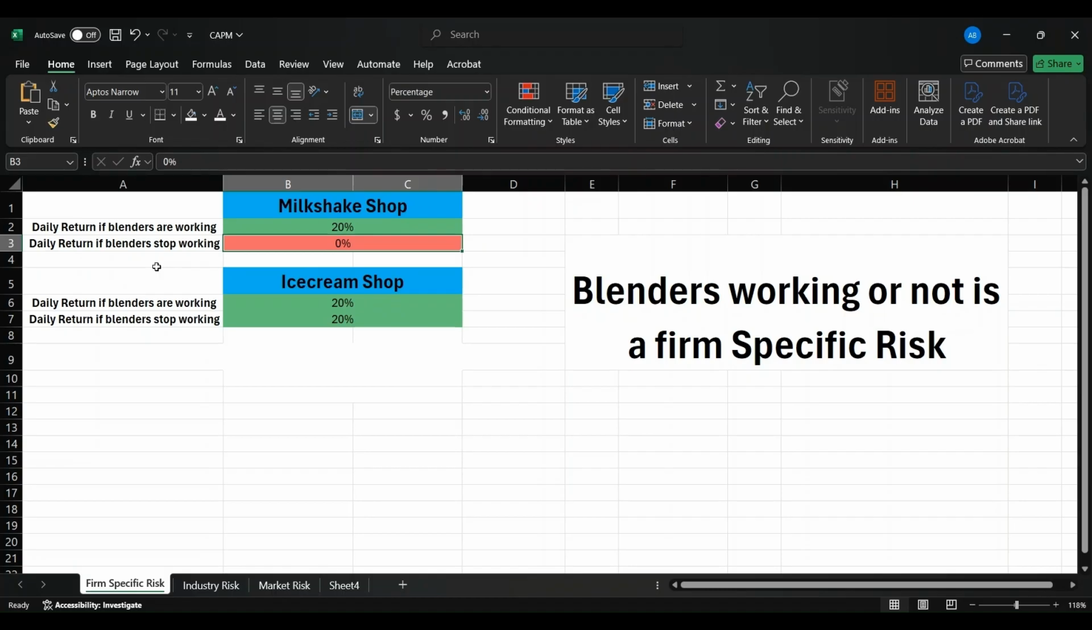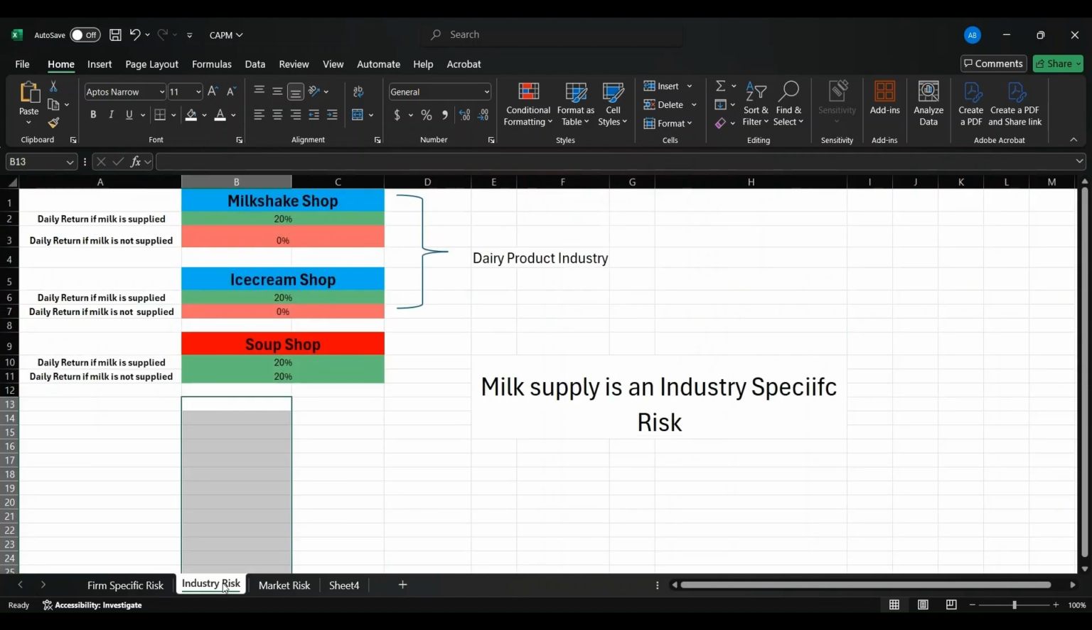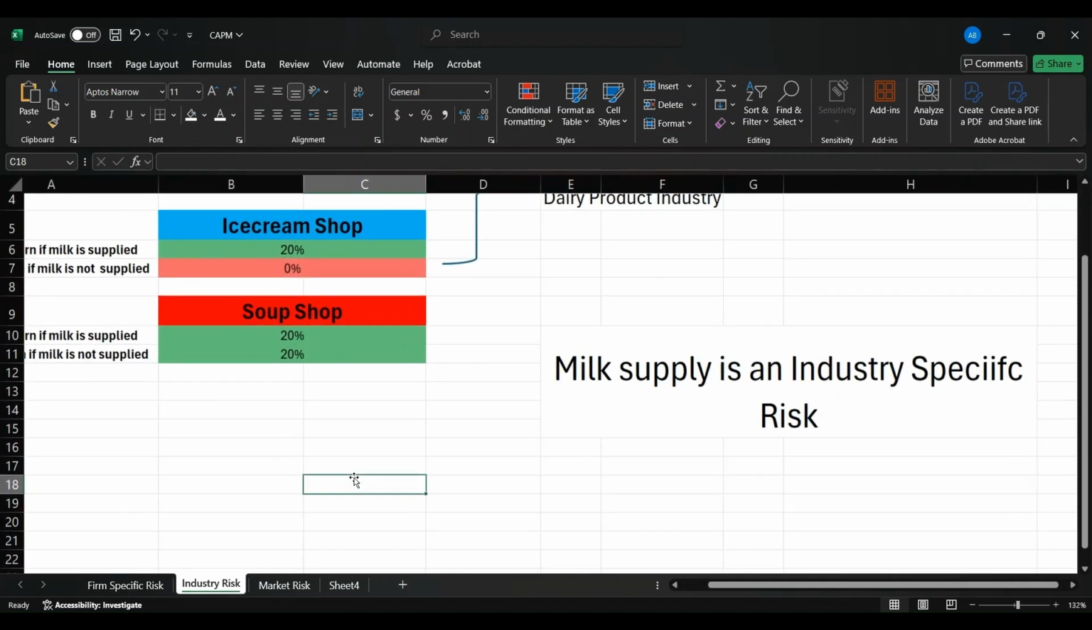And a good way to hedge against this would be to buy shares of both the milkshake shop and the ice cream shop to protect yourself from that particular firm specific risk. Now, this firm specific risk is what we call an unsystematic risk because it is unique to that particular firm. Similarly, there are certain industry specific risks.